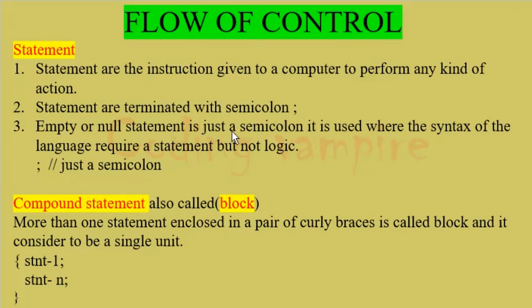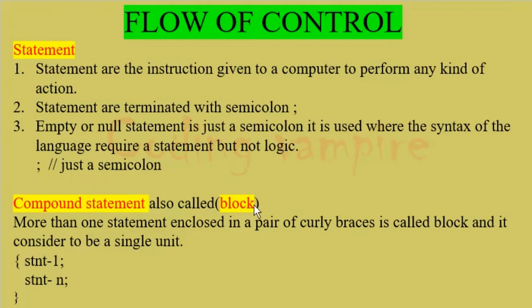An empty or null statement is just a semicolon. It is used where the syntax of the language requires a statement but not logic. So when we write just a semicolon in a program, it is an empty, also called a null statement. I'll explain this definition with the help of a program later in this chapter.